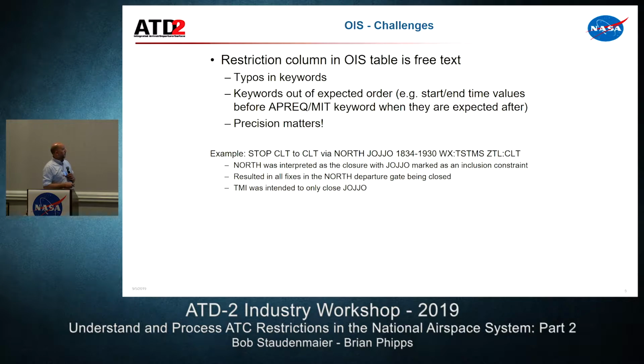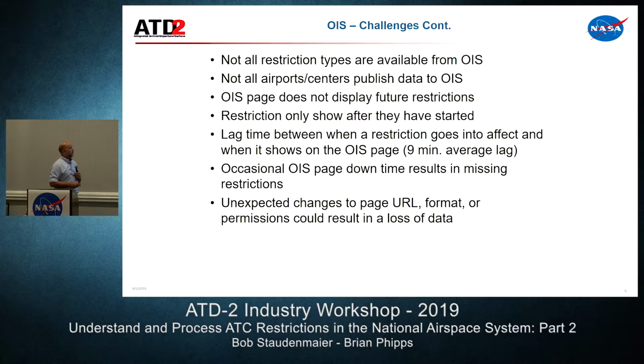So we have an example down here where this is generally what the data looks like coming out of the OIS service. We'll have a stop Charlotte to Charlotte via North JoJo with the start and end times and whatever weather information is there. So we're expecting in our expressions to have JoJo before North so that we could close the departure fix. But because they're reversed, we end up closing all of the North departure fixes instead of just the one that we were expecting to. So that's one of the issues that we're running into with the OIS data.